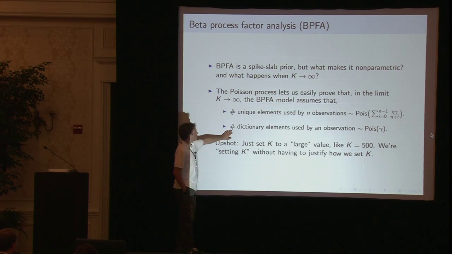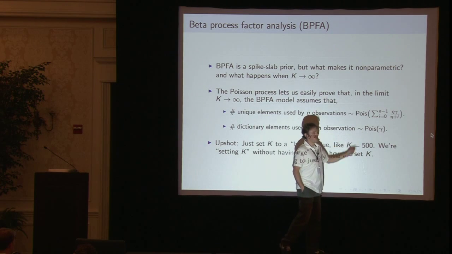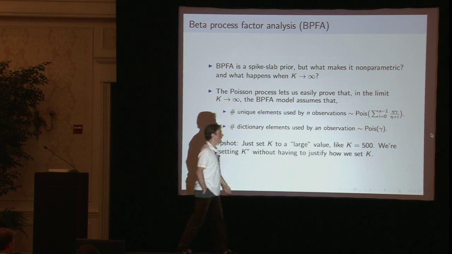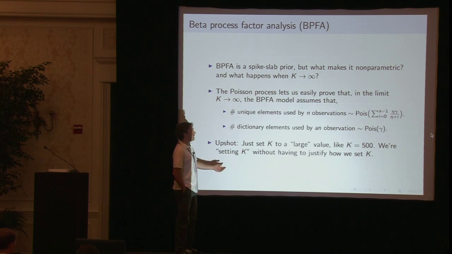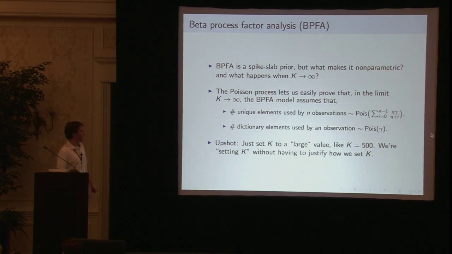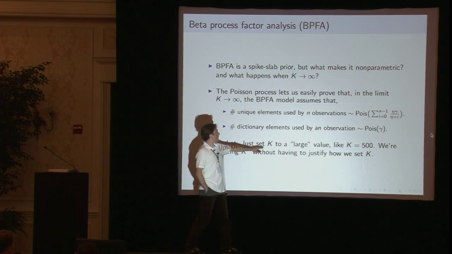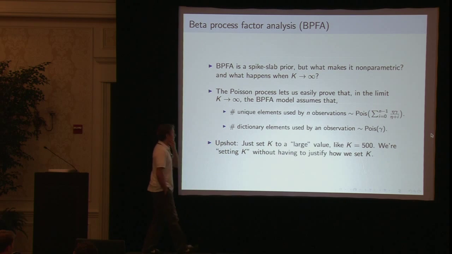We can say how many dictionary elements will be used by any given observation. That's Poisson gamma. So gamma is a parameter. I think that each signal is going to use 10 dictionary elements. That tells me I should set gamma. If I want to use this model, I know I should set gamma to 10. But the upshot is that we can just set k to a large value, like k equals 500.